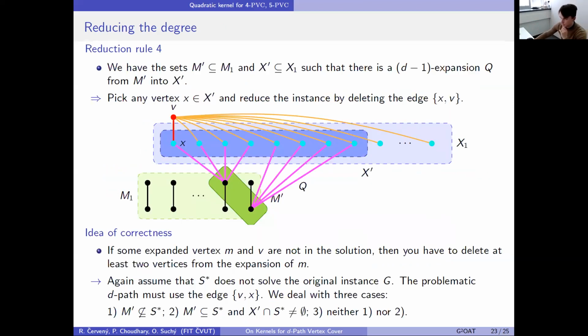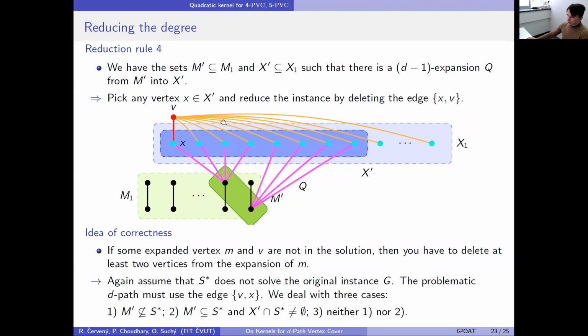So once we have this, we can formulate the final reduction rule. Let the expansion lemma work for us, and let's assume that it gave us this structure. So from these 2 vertices, there are these 4 expansions, or in our general case, d minus 1 expansions, and let this vertex X be some expanded vertex for some vertex in M prime. So the reduction rule is simple, just delete this red edge. That's it. And why should this be correct?